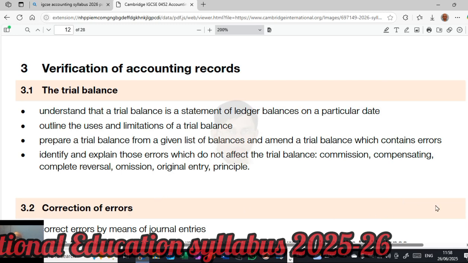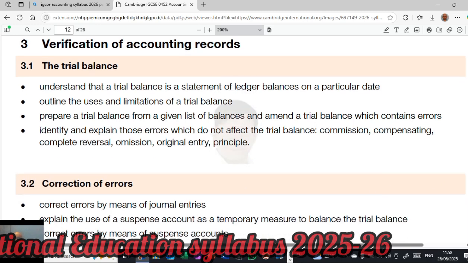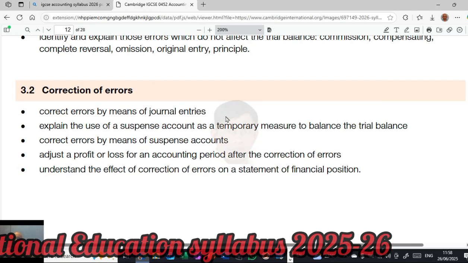Then correction of errors: how to rectify if there are any errors, correct errors by means of journal entries, use of a suspense account as a temporary measure. Adjust profit or loss for an accounting period after the correction of errors, understanding the effect of the correction of errors.